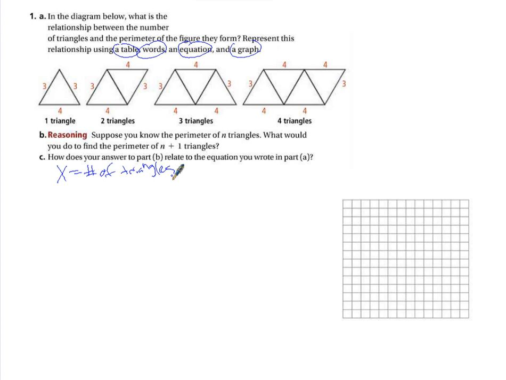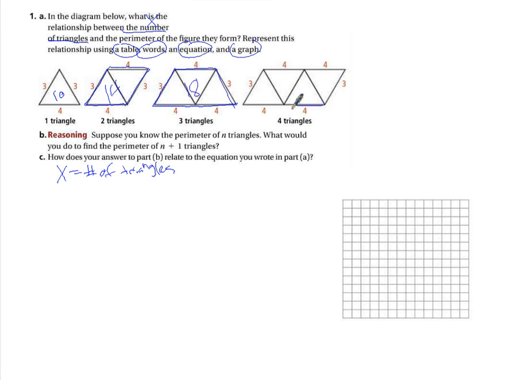So now the rest of the problem says, what is the relationship between the number of triangles? Well, there's my variable x right there. And what? The perimeter. Is the perimeter constant here? Well, if I look at the first triangle, the perimeter is, add up all the sides, 10, right? If I look at the second figure, the perimeter is all the outside stuff. If I add all those together, I get what? 14. For the third figure, the perimeter is all the stuff on the outside. If I add all those together, I get what? 18.